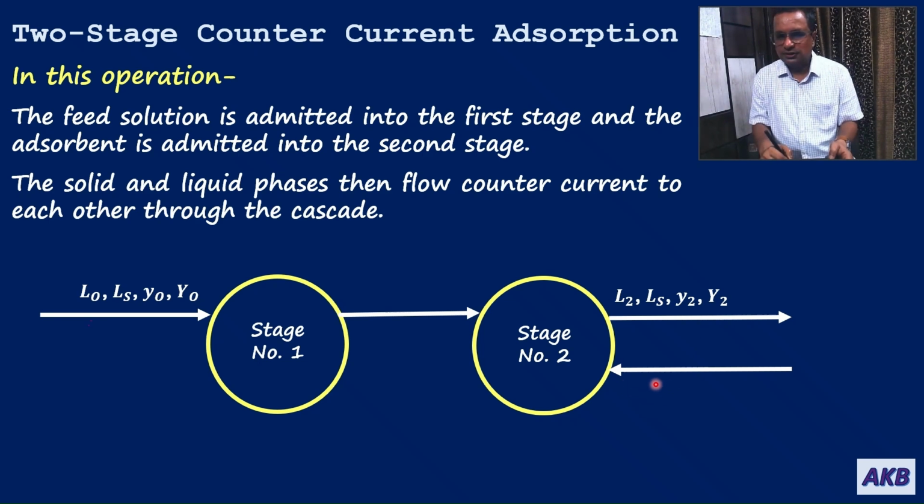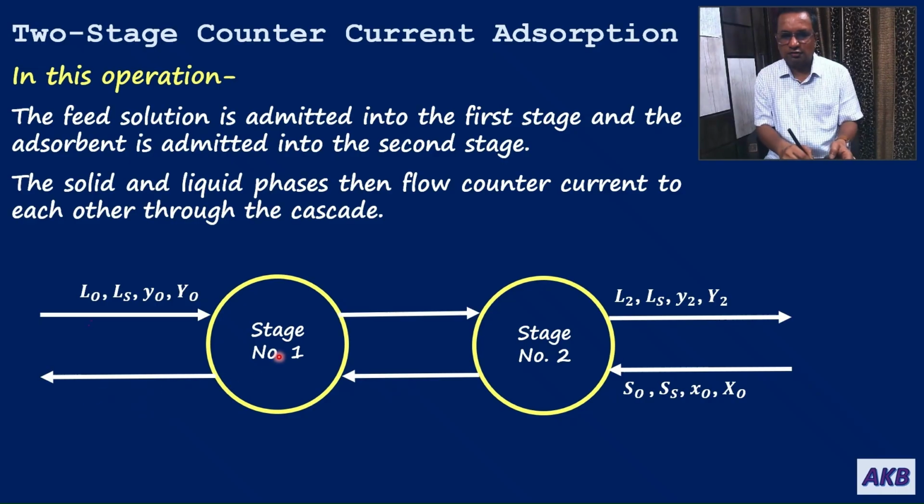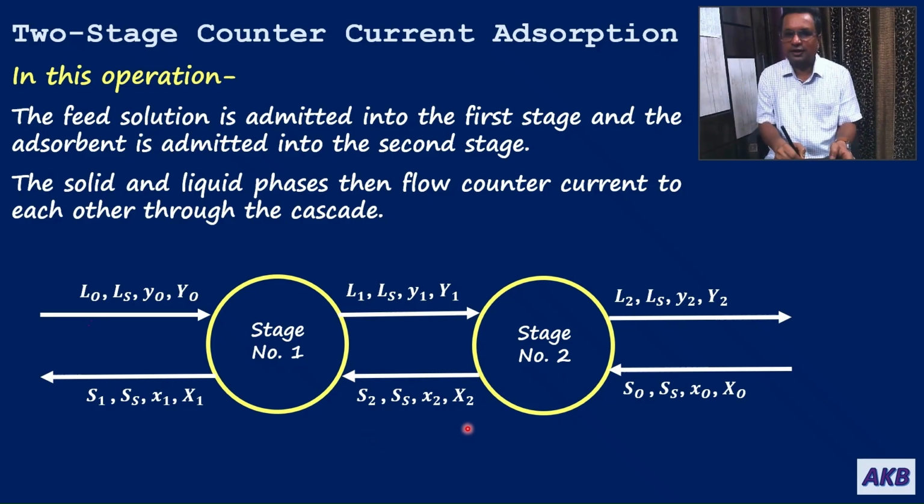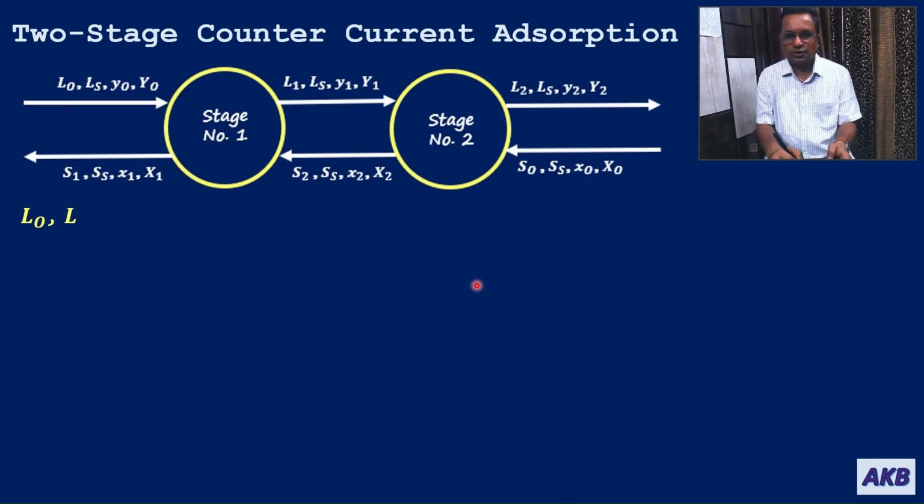Then the adsorbent phase is admitted into the second stage. It will be identified by these parameters, and then it will move through the cascade, and finally it will come out of stage number 1, and then it will be identified by these parameters. Then the intermediate phases: the liquid phase that is coming from stage 1 and going to stage number 2 will be identified by these parameters, and the adsorbent phase that is coming out of stage number 2 and going to stage number 1 will be identified by these parameters. Let us move ahead. Now let us talk about the notations.